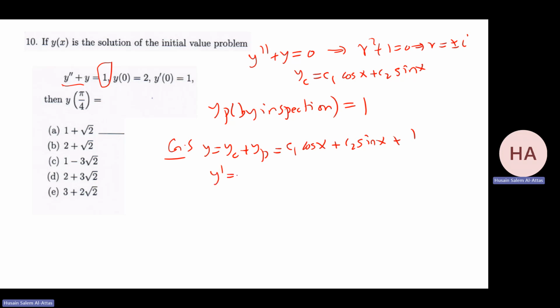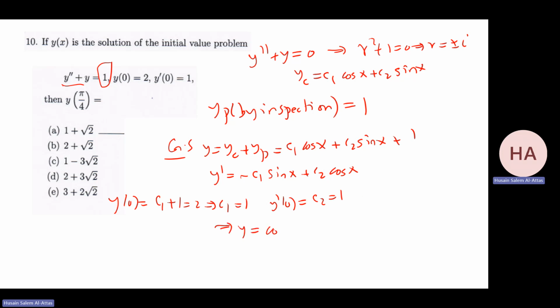I need y prime. Y prime will be minus c1 sine x plus c2 cosine x. That's it. I have the conditions to find the c's. y at 0 will be c1 plus 1 equal to 1, so c1 equals 1. y prime at 0 will be c2, which is equal to 1. So my solution y will be cosine x plus sine x plus 1. But they want y at pi over 4. That will be cosine pi over 4, square root 2 over 2, plus square root 2 over 2 plus 1. That will be square root of 2 plus 1, which is this one.